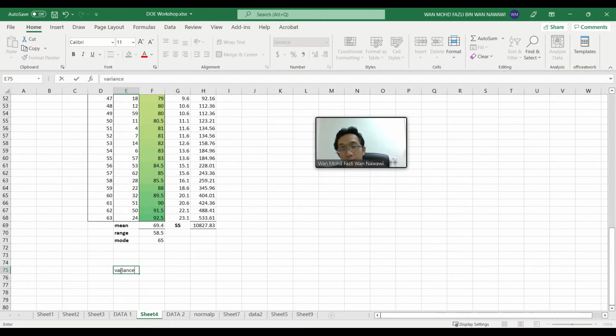So the variance is basically you take everything here and divide by n, the number of observations. In this case 63, so you divide by 63. So you get 171.8703. So that is the variance. Then when you want to find the standard deviation.